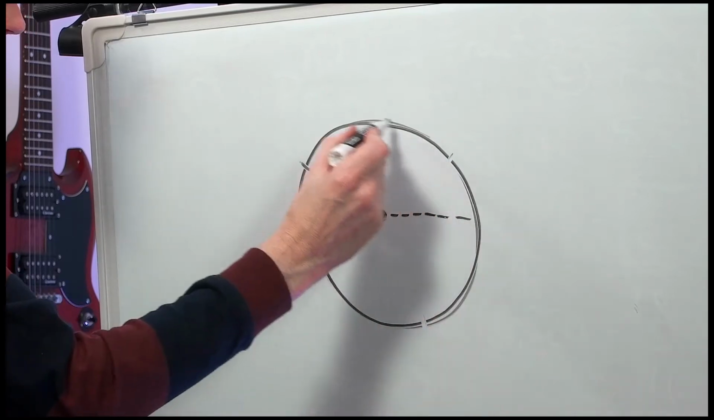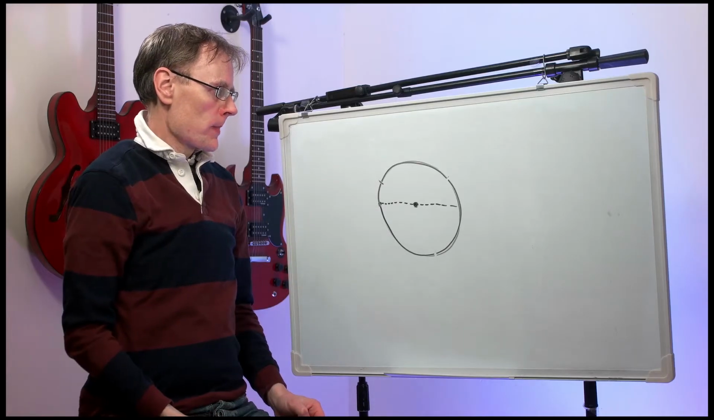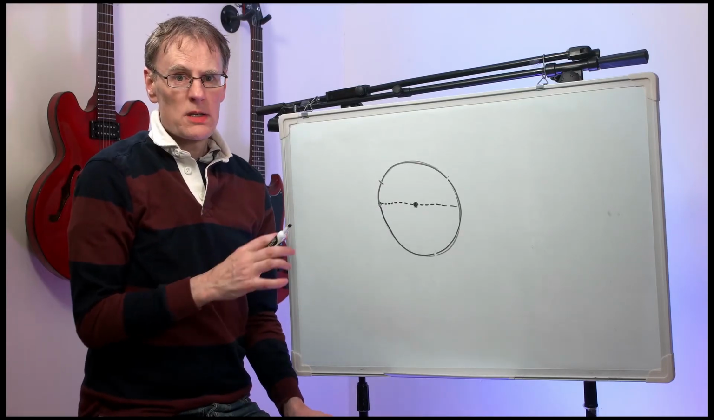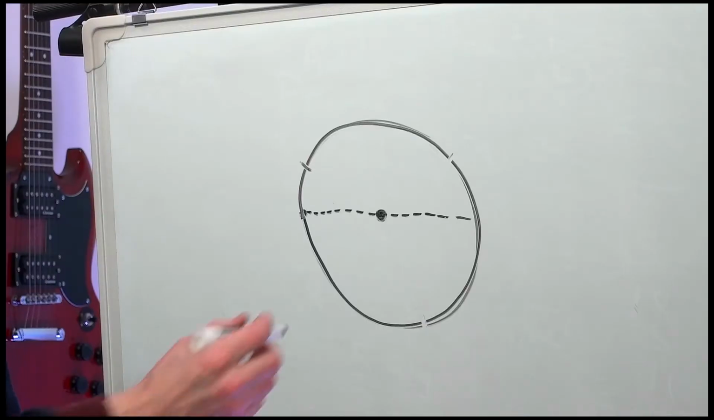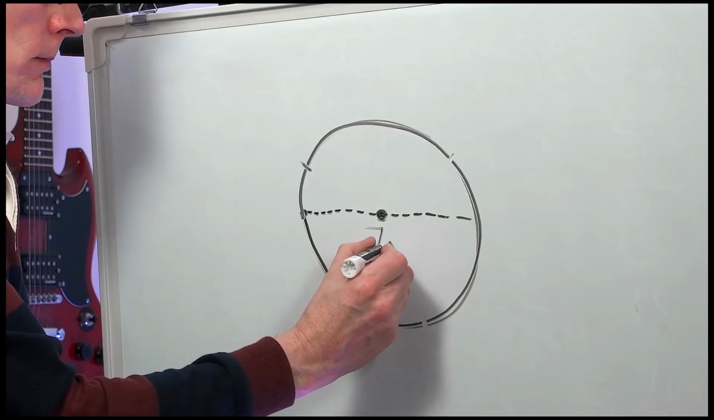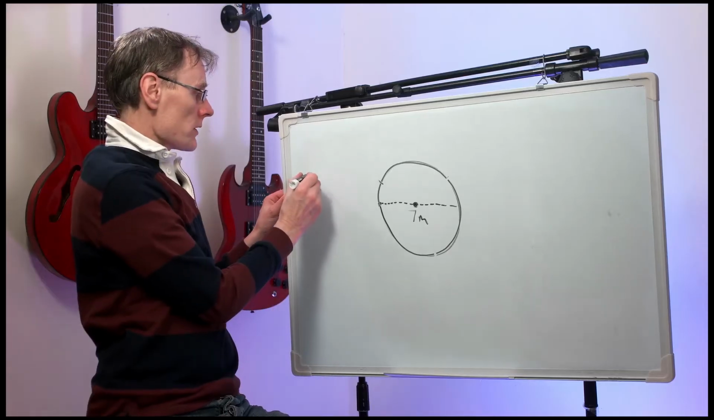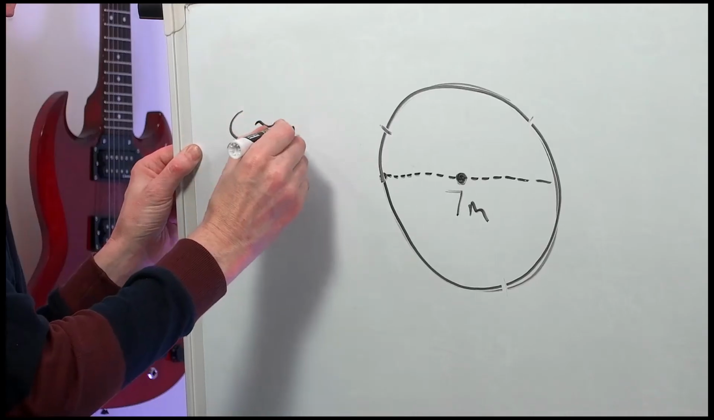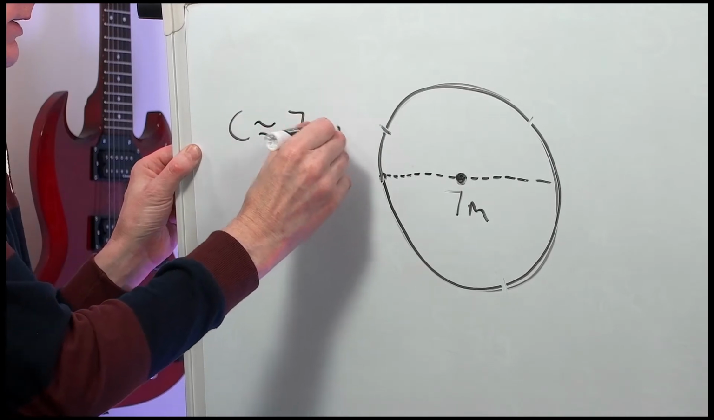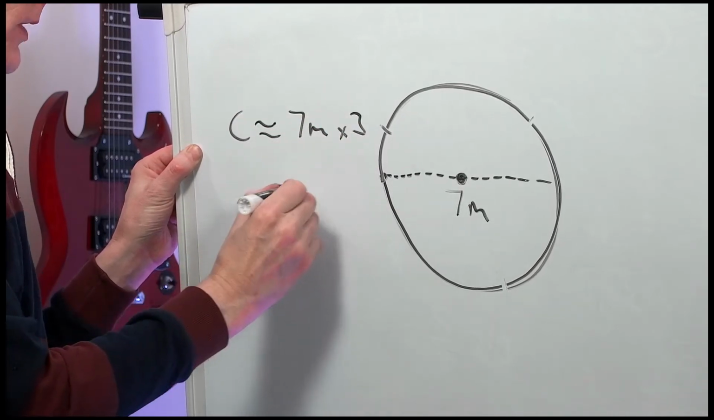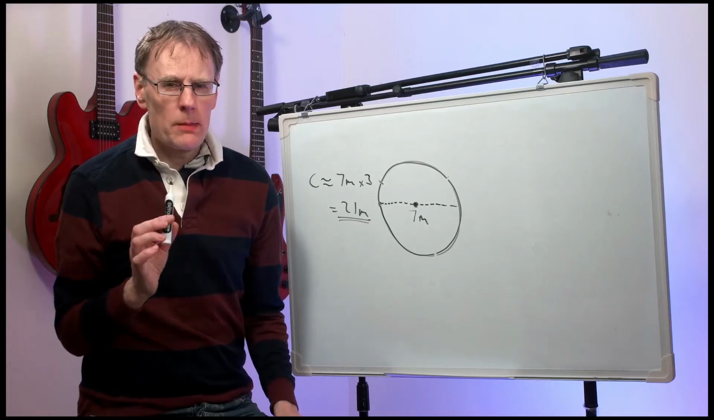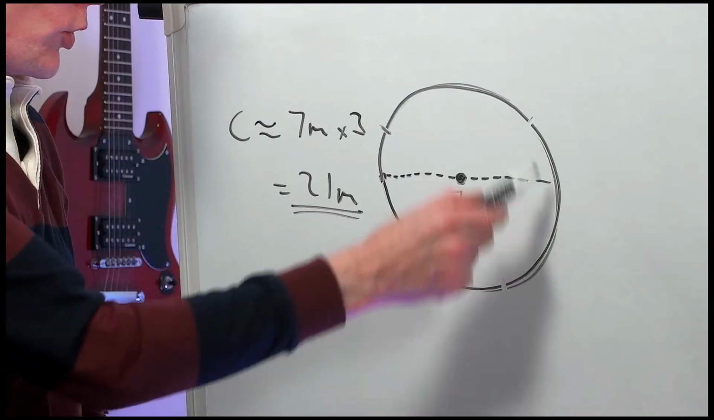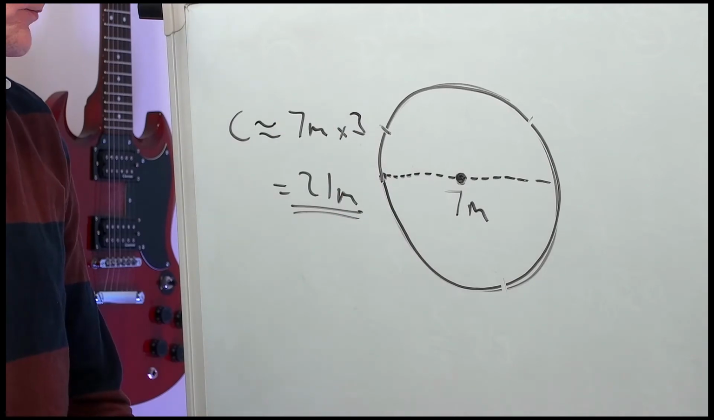So 3 times wasn't quite long enough. The circumference of the circle is about 3 times the diameter. So let's say the diameter is 7 meters. The circumference is approximately 7 meters times 3, which is 21 meters. But clearly it's a bit more than that. It was a bit more than 3 times the diameter.